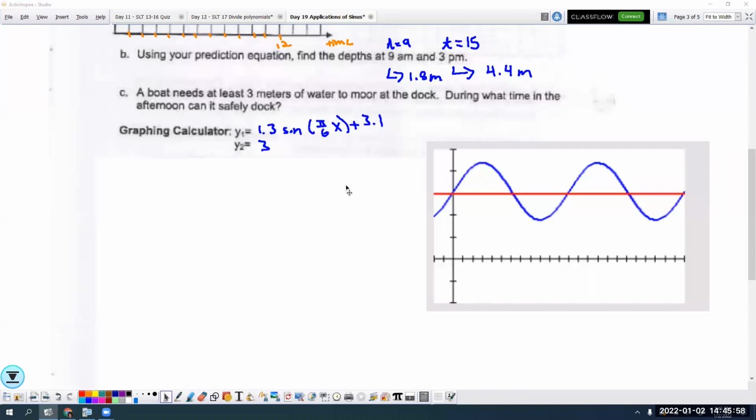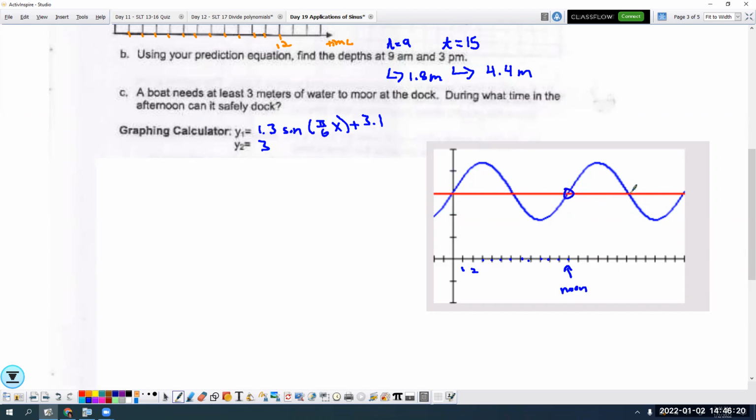Okay, so I've just made a sketch of my graph, and I just want to show you. So here, this is 1, 2, 3, 4, 5, 6, 7, 8, 9, 10, 11. So this right here is 12 noon. That's noon. So in the afternoon, what time in the afternoon can it safely dock? We're not looking at the morning, we're looking at the afternoon.